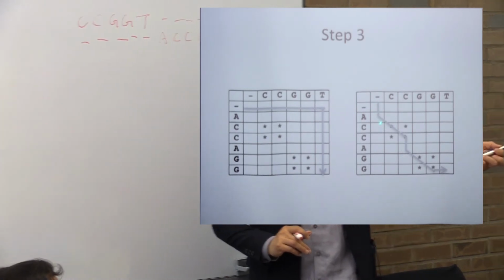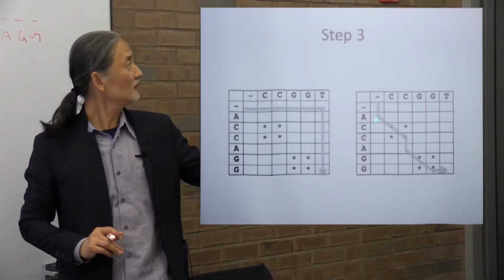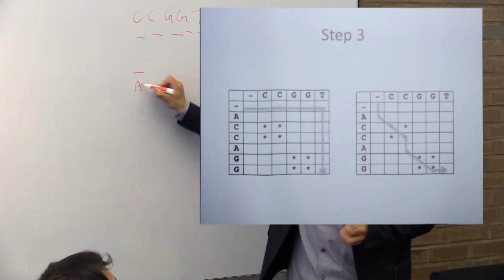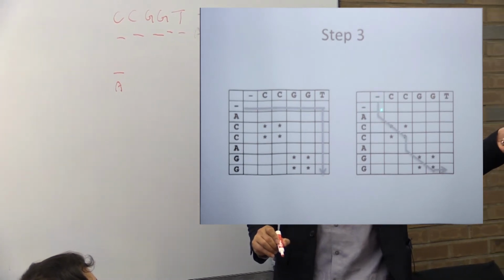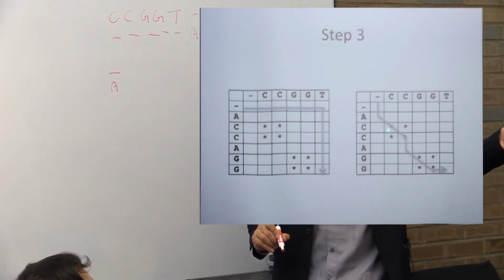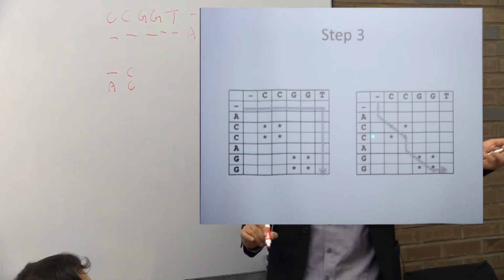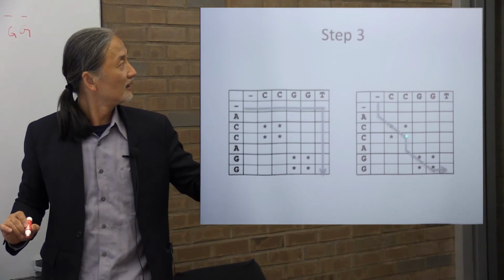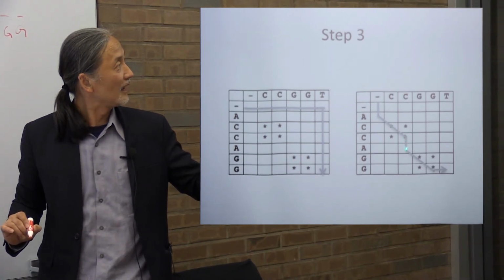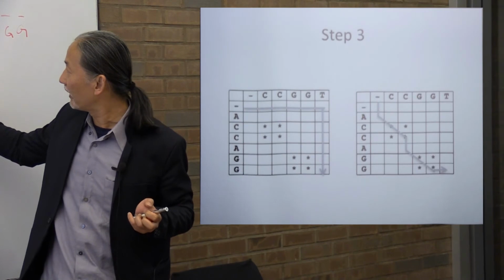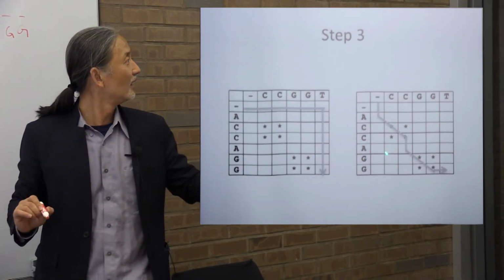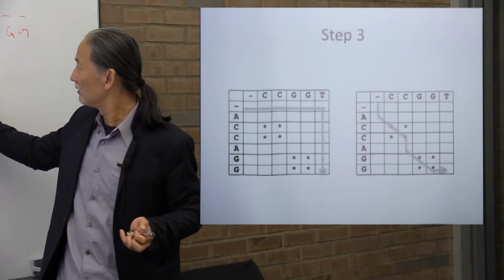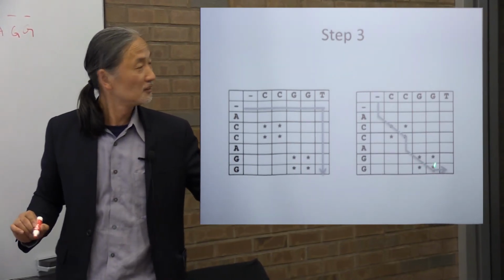If you look at this path, this path says A is matched to this, and then C and C is matched, and then C and C is matched, and then from here we go to A. So again, there's A matched to nothing, right? And then G and G is matched, and then G and G is matched.